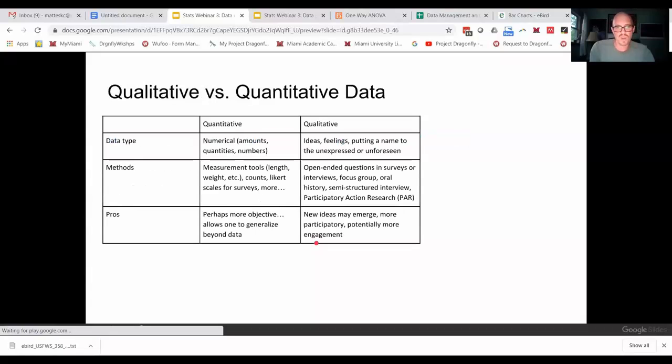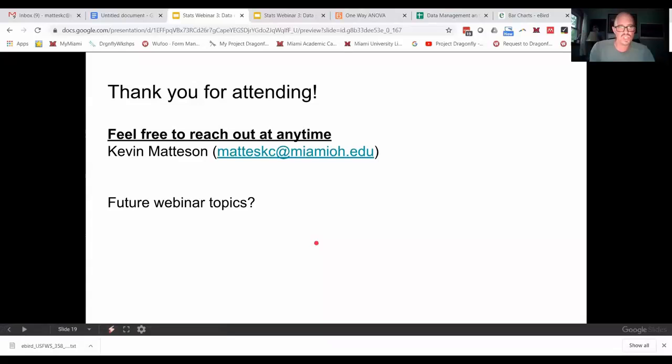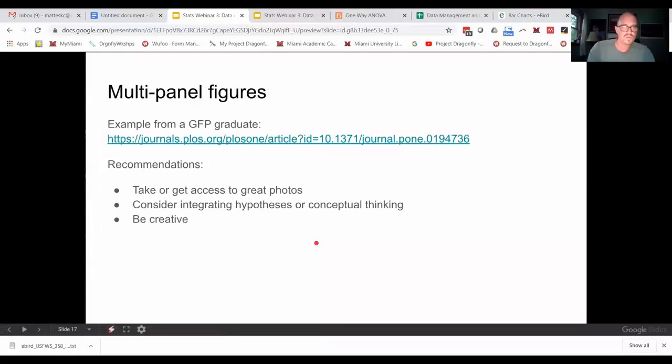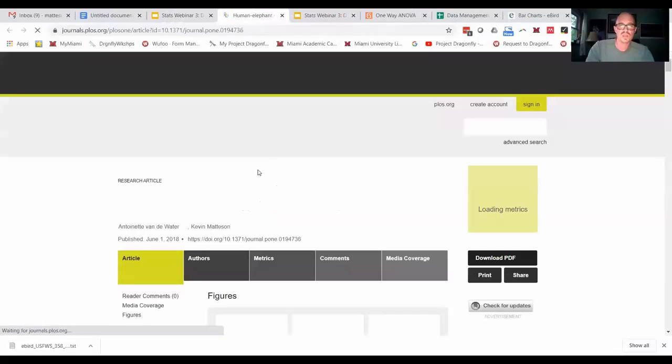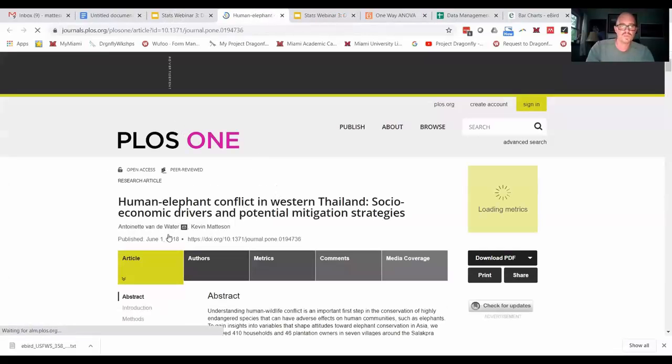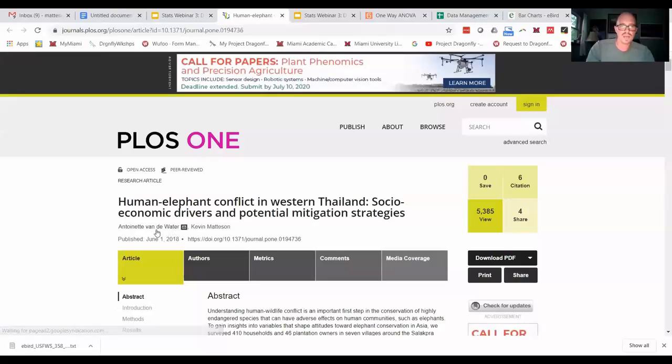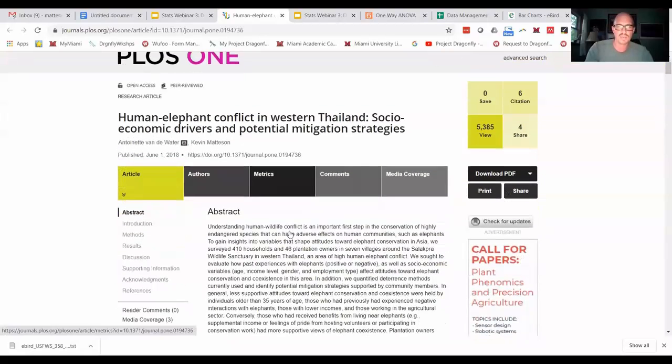I think I've run out of time, so I'll just show you this final multi-panel figure from a paper by Antoinette van de Water, who is a GFP student. I may have mentioned her previously. She's a graduate. We co-authored this paper on human-elephant conflict in Thailand.